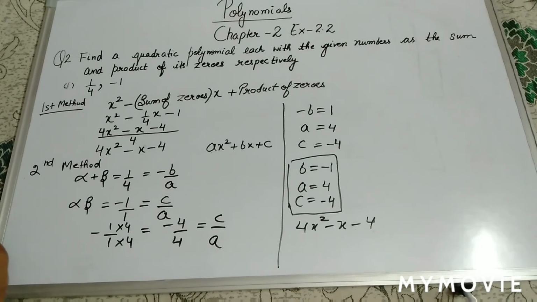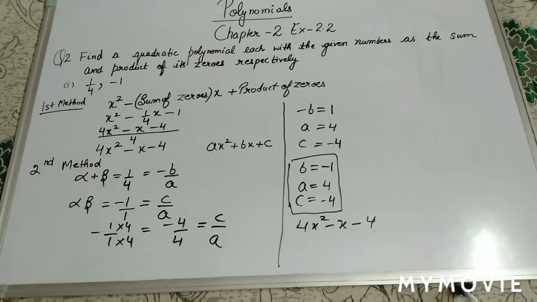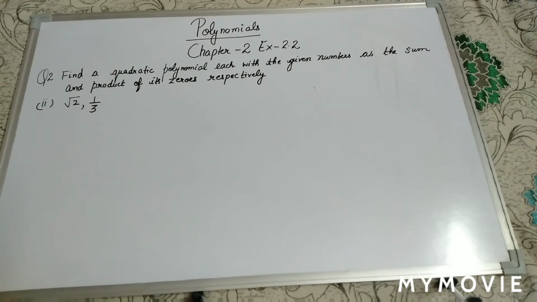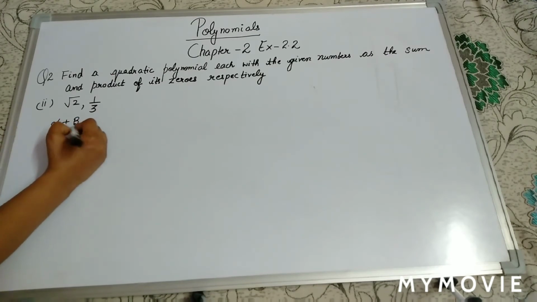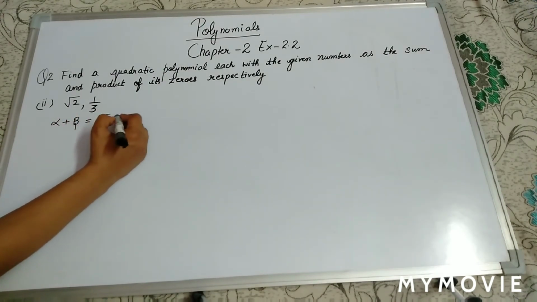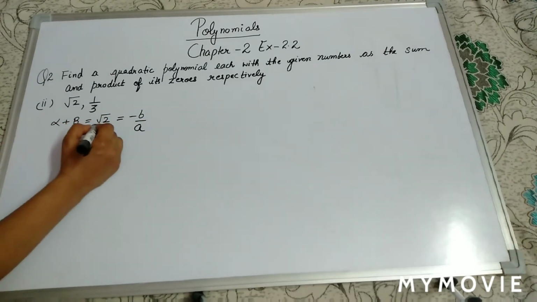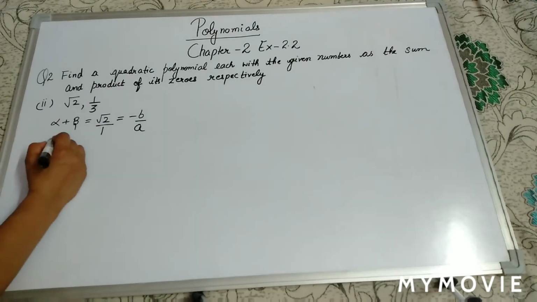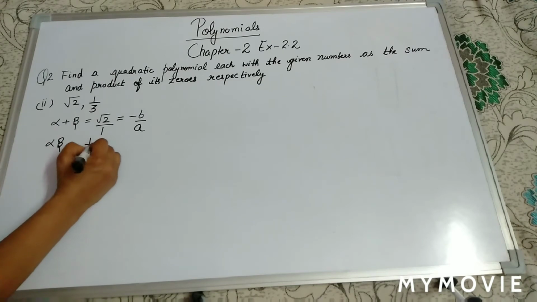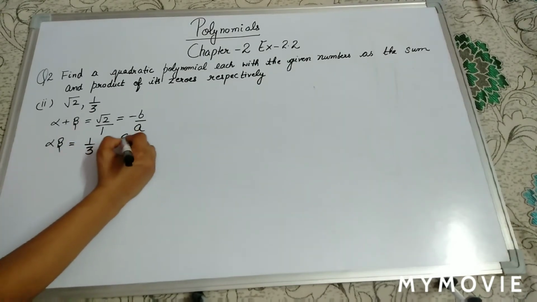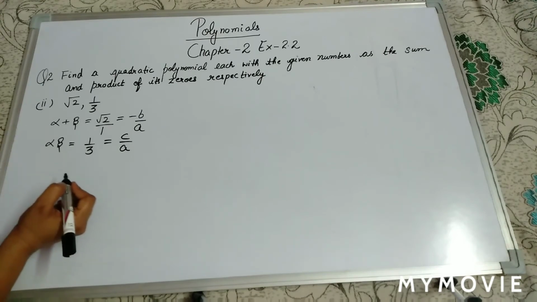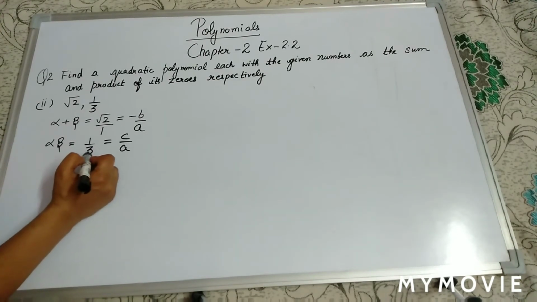So these two are the methods for solving for the quadratic polynomial. Now next move on to the second part, and the second part is root 2 comma 1 by 3. So the sum of zeros given to you is alpha plus beta, which is equal to root 2, and the sum of zeros is equal to minus b by a. Now here the denominator is not given, so you put 1, okay. And the product of zeros given to you is 1 by 3, which is equal to c upon a. These questions are very easy.